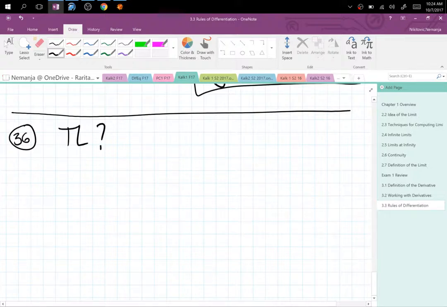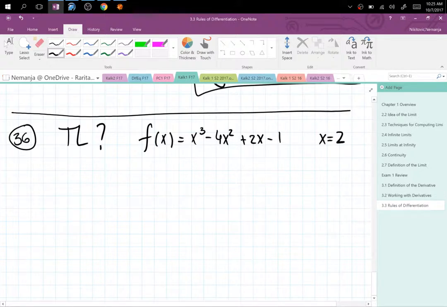TL question mark. That's going to be the trademark question, right? What's the tangent line? And then I need to give you the function, and I need to give you the point. So the function is x cubed minus 4x squared plus 2x minus 1, and the value is 2. You know what to do.